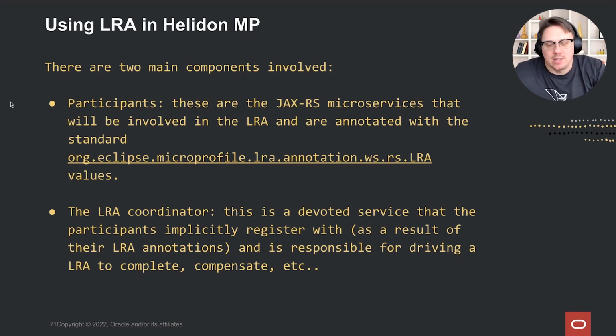So once again, there are two main components involved. There are the microservices that are used in one business request. There can be multiple of them. They just have to be annotated with the LRA annotation. And there is an LRA coordinator, a devoted service. It's running in this combination with other services, but it's a devoted service which implicitly controls all of those transactions.